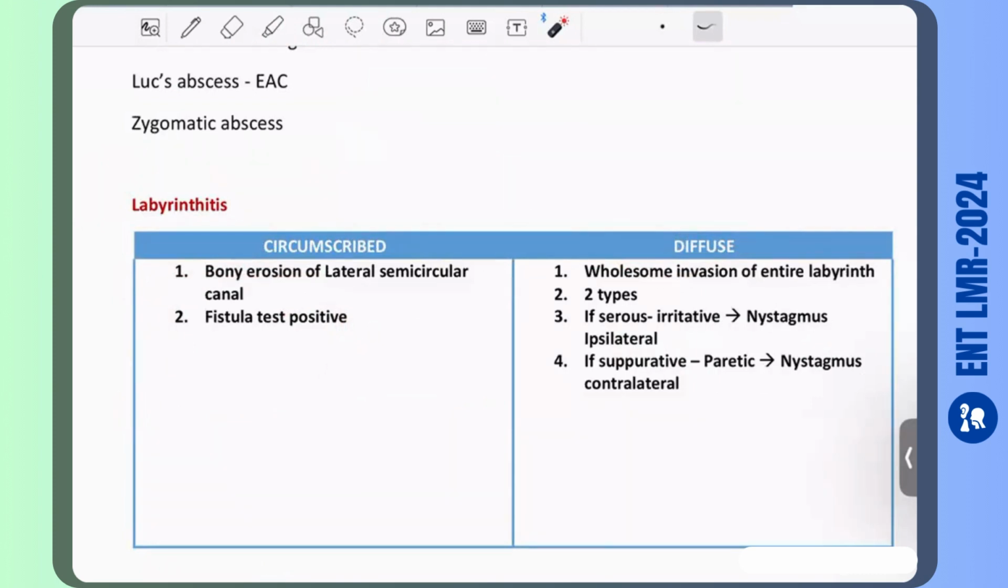If the labyrinth is having only serous discharge which is destroying, it will cause same side nystagmus. If it is suppurative or pus pointing over the labyrinth, it will destroy the labyrinth, causing opposite nystagmus. If it is serous labyrinthitis, same side nystagmus. If it's a suppurative labyrinthitis, it is a contralateral nystagmus.